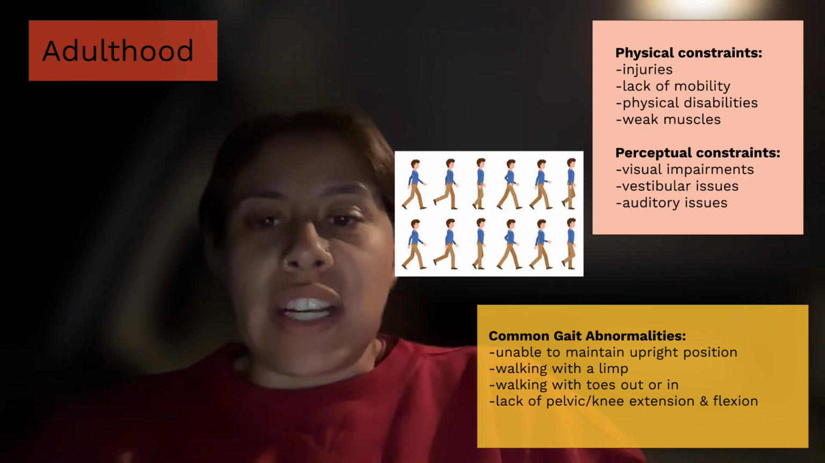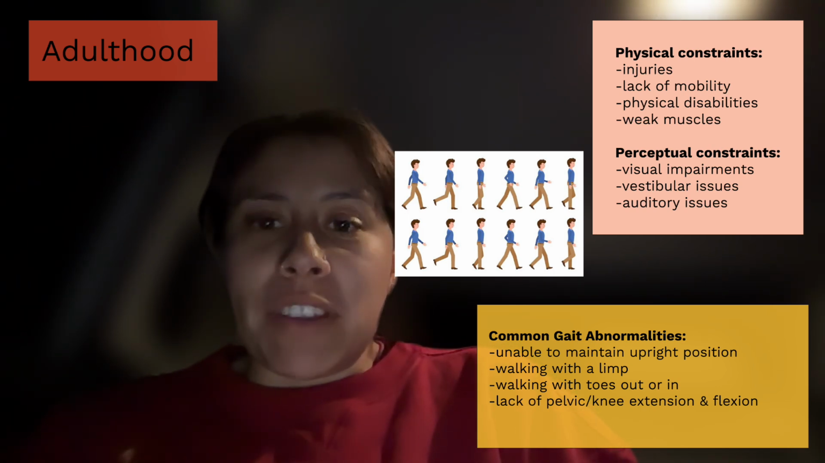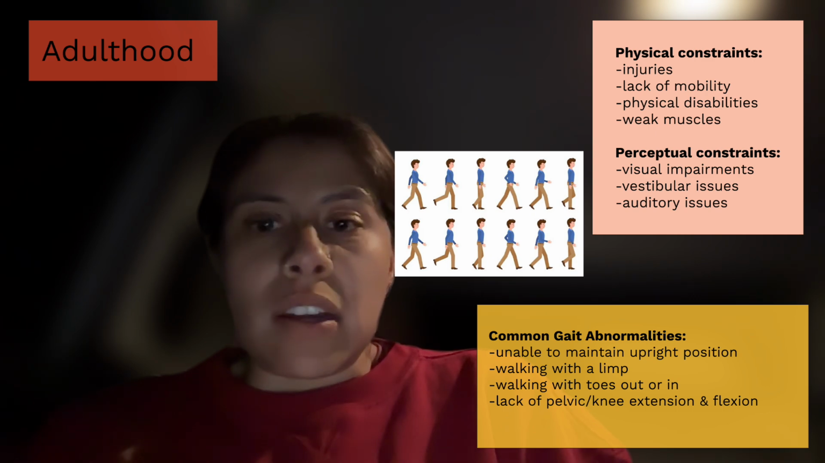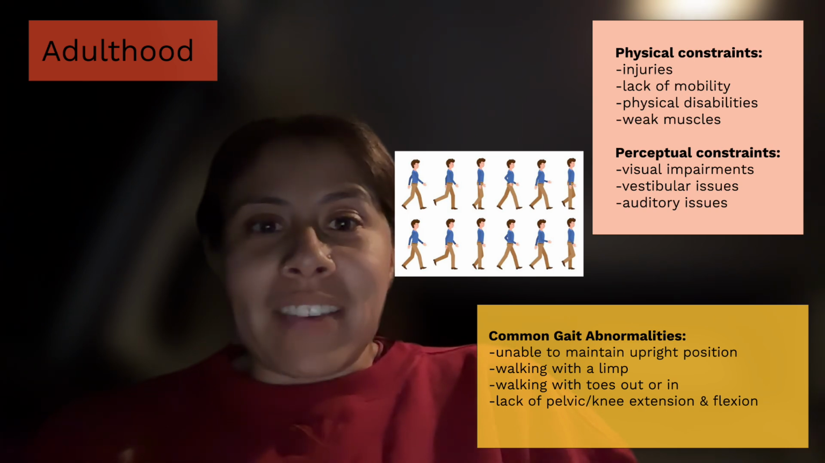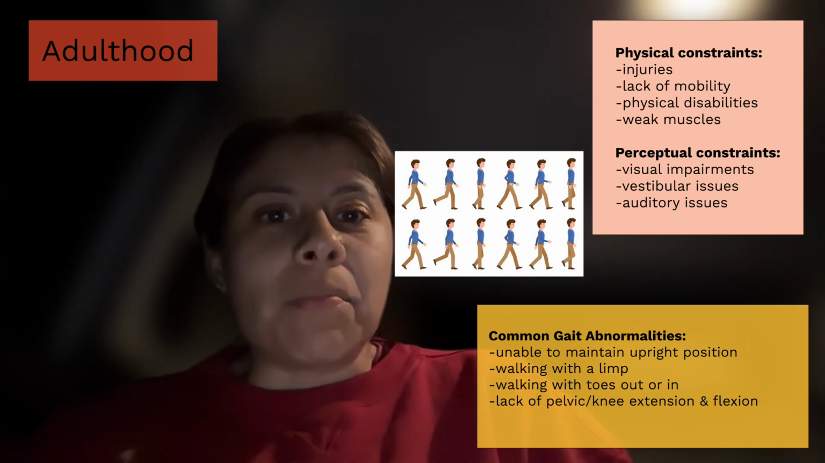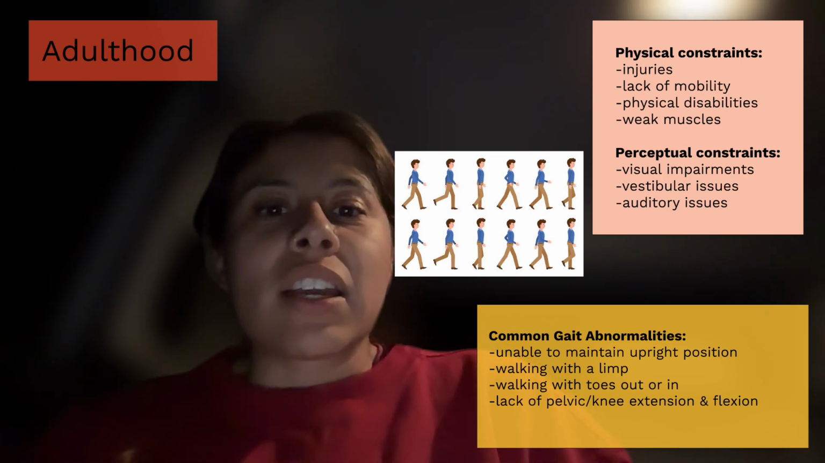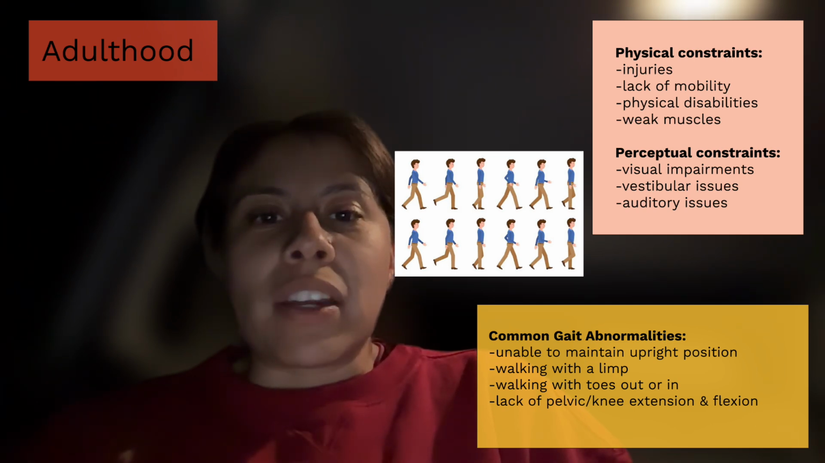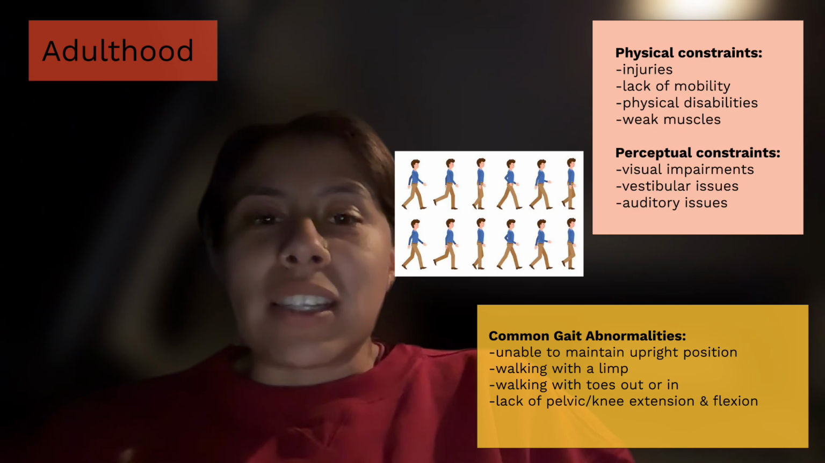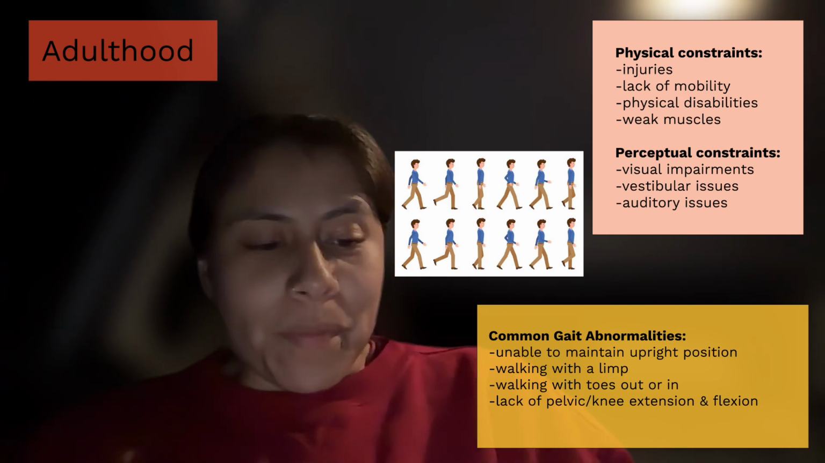Some physical constraints would be any type of injuries, prolonged injuries that affect gait, lack of mobility due to not participating in physical activities, physical disabilities, and weak muscles. And some perceptual constraints would be visual impairments, vestibular issues, and auditory issues.